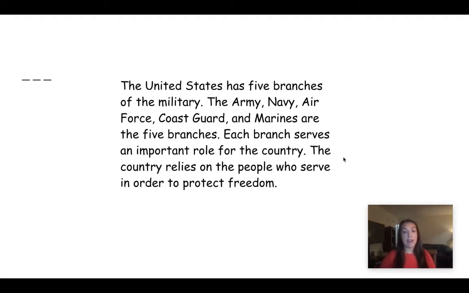Now, the next paragraph. The United States has 5 branches of the military. The Army, Navy, Air Force, Coast Guard, and Marines are the 5 branches. Each branch serves an important role for the country. The country relies on the people who serve in order to protect freedom.